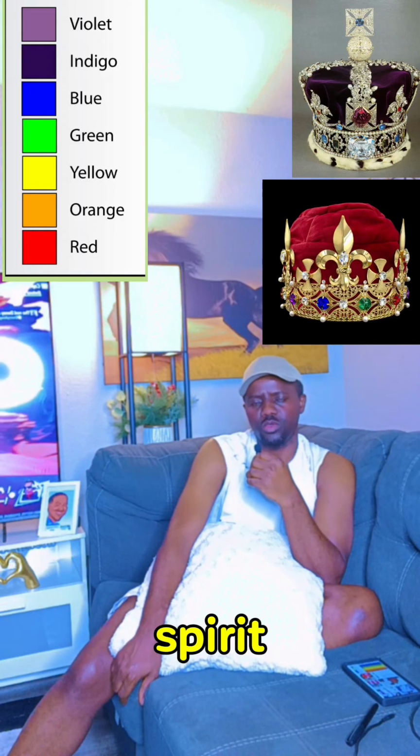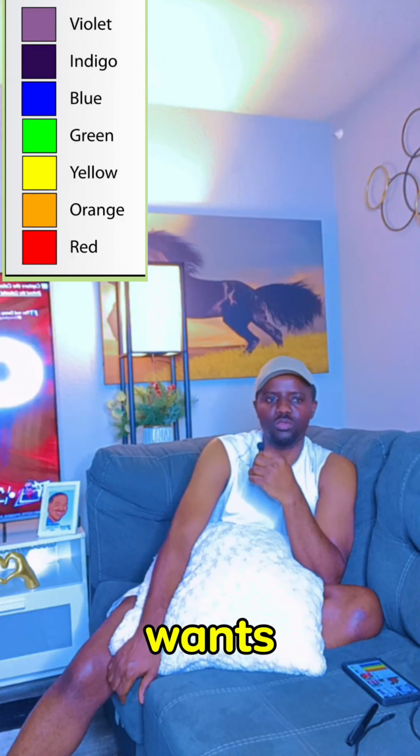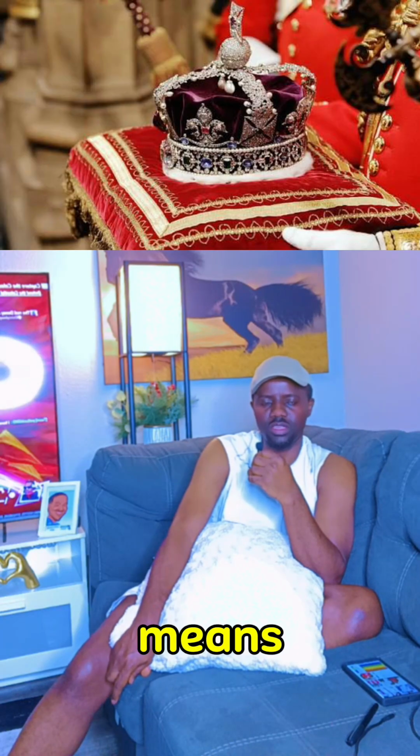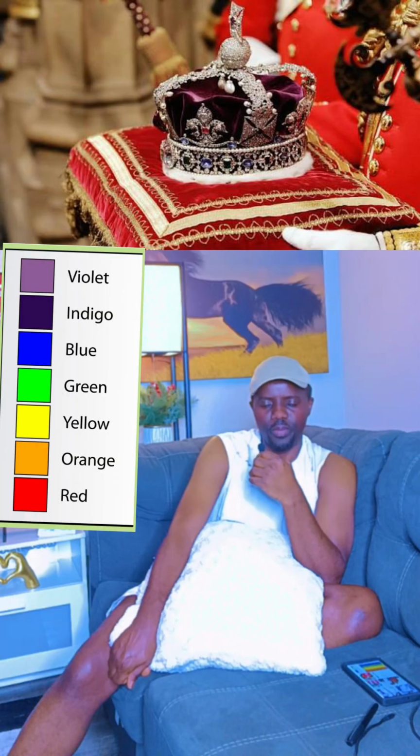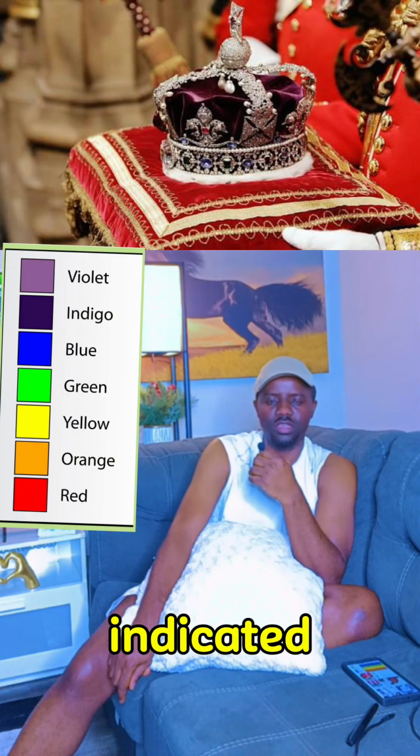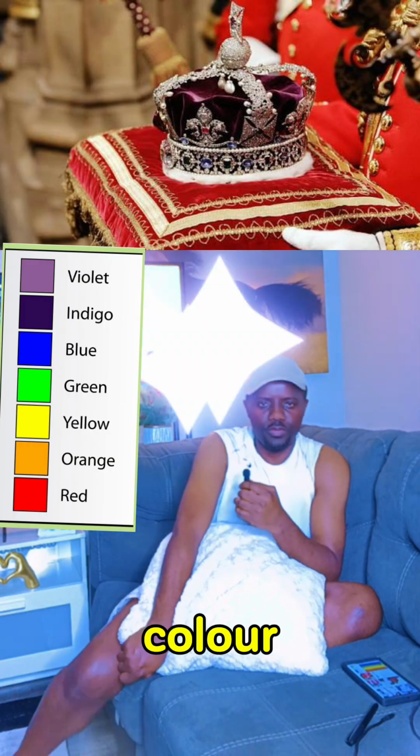We usually have spirit over matter, not matter over spirit. Every living entity wants to vibrate at a higher frequency that makes it become a spirit. This is one reason why you see the British royal crown usually placed on a red platform, which means the purple over the red, the spirit over matter, because matter is usually indicated with red and spirit is usually indicated with the purple color.